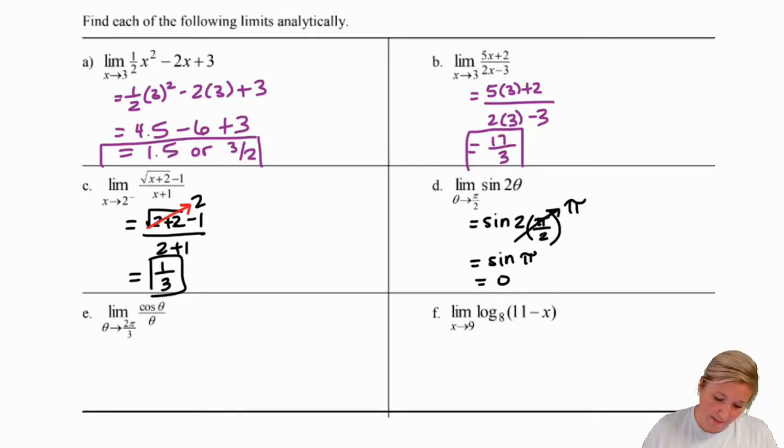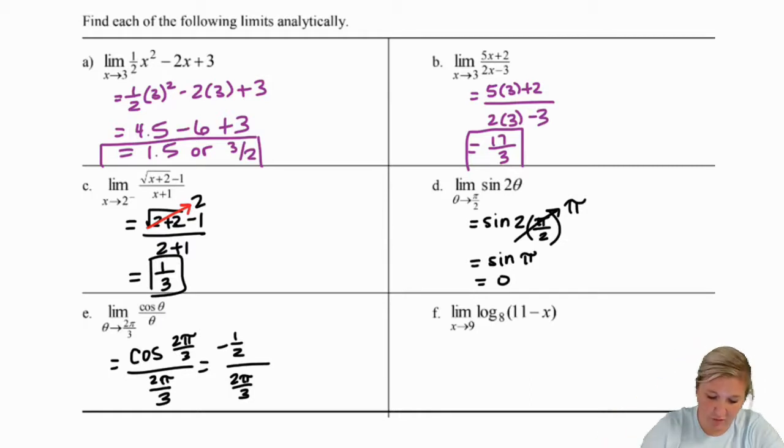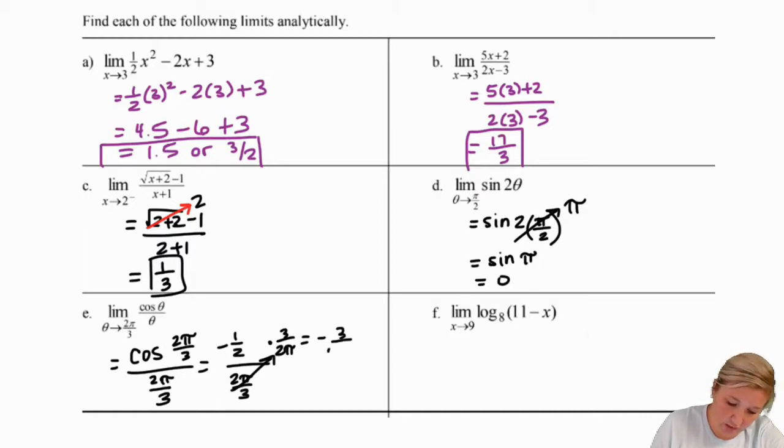All right, so I'm going to replace theta with 2 pi over 3, because theta approaches 2 pi over 3 of cosine theta over theta. So this is going to be the cosine of 2 pi over 3 divided by 2 pi over 3. And the cosine of 2 pi over 3 is equal to negative 1/2. And then we're going to have 2 pi over 3 still. And remember, when you divide a fraction, you flip and multiply. So this is like multiplying by 3 over 2 pi. Then I'm going to have negative 3 over 4 pi. And that is your solution.